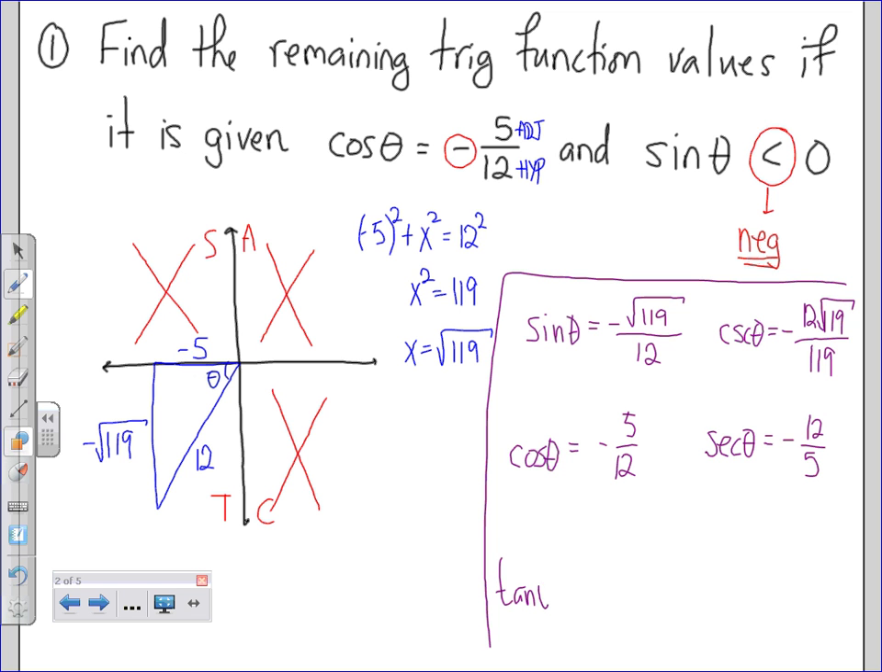Tangent of theta is equal to opposite over adjacent, negative square root of 119 over negative 5. And of course, we've got two negatives here. Negative divided by negative is a positive, so I might go ahead and take those negative signs off. So we read positive square root of 119 divided by 5. Cotangent is the reciprocal. It's of course going to be positive as well: 5 square root of 119 over 119.